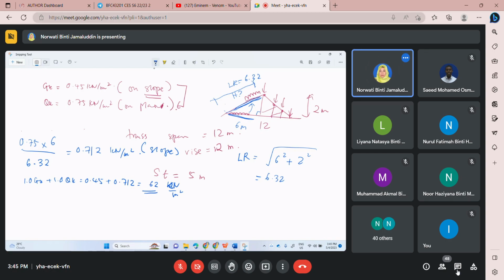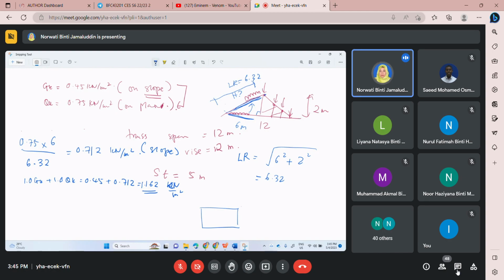Okay, so this is 1.162 kilonewton per meter square. In order to get the value of this point load subjected on this node point, like I said, please consider the intermediate node.